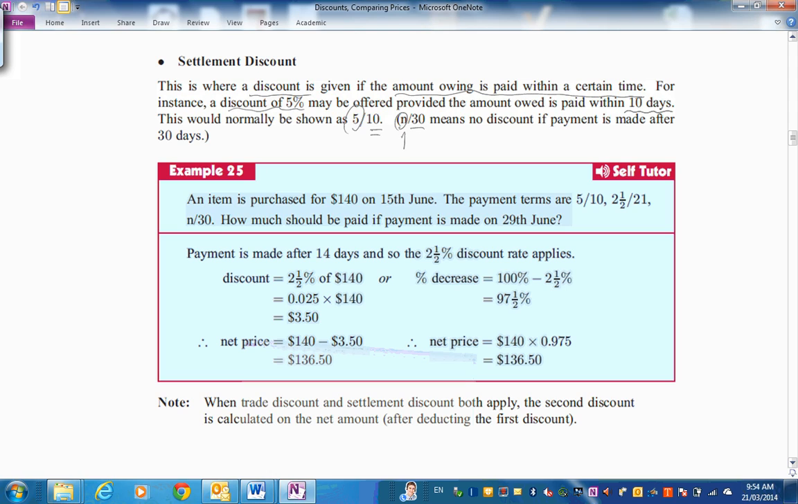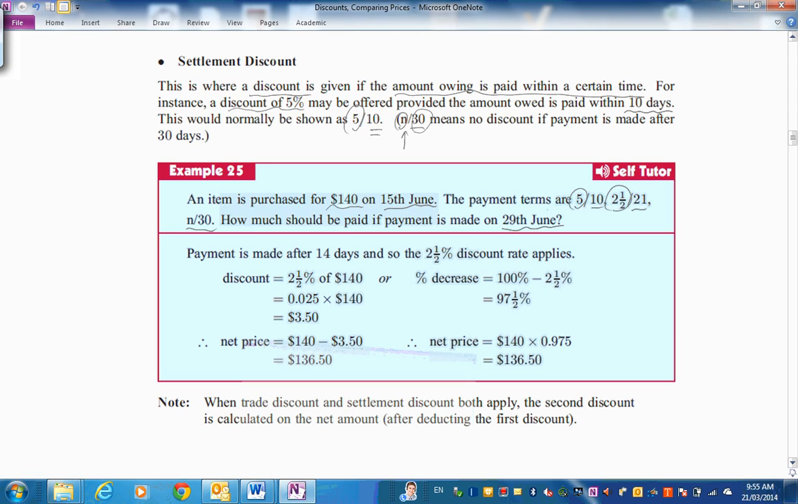N30 means no discount if it's paid after 30 days, because usually businesses have 30-day accounts. They buy stuff now, you must pay by the end of the month, that sort of thing. Okay, an item is purchased for $140 on the 15th of June. The payment terms are 5% off within 10 days, 2.5% within 21 days, and no discount in 30 days. How much should be paid if the payment is made on the 29th of June?